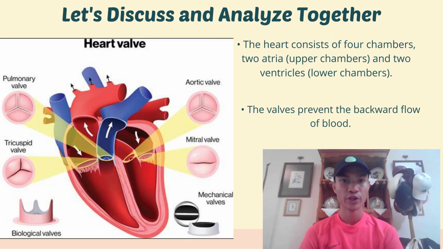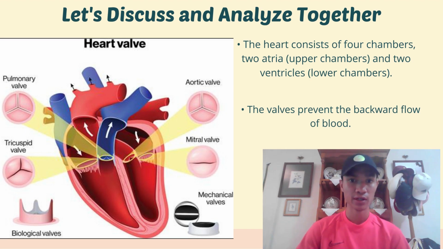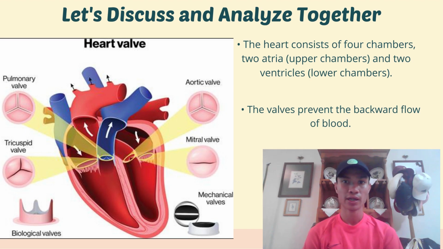Okay, guys, moving on to the heart valve. Let's discuss and analyze together. As you can see, I already show that this is an image of a heart valve. The heart consists of four chambers: two atria, or upper chambers, and two ventricles, or lower chambers. The valves prevent the backward flow of blood.